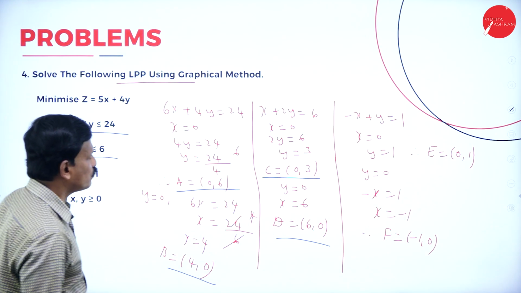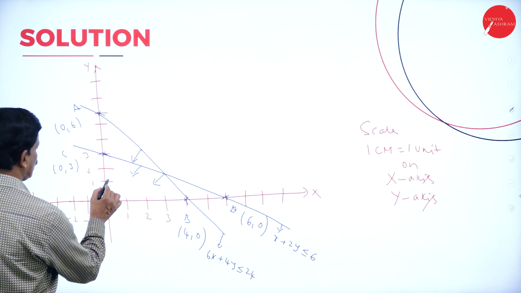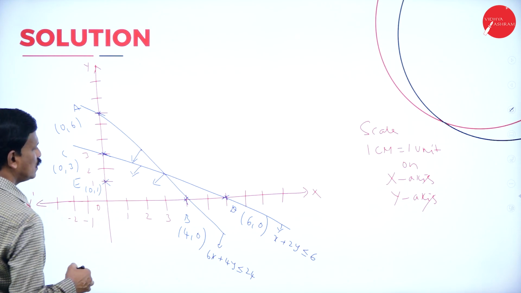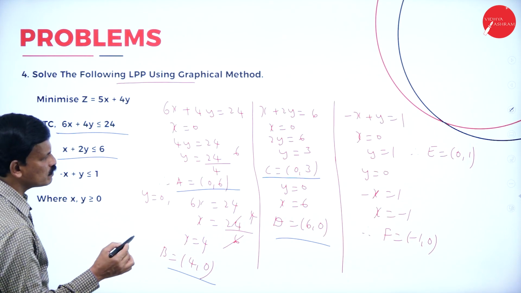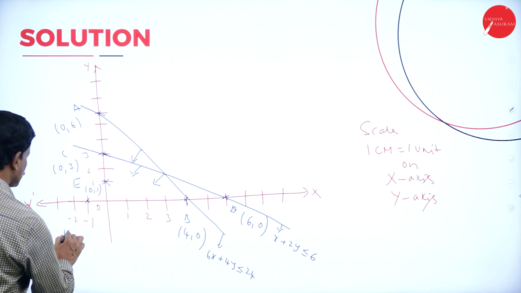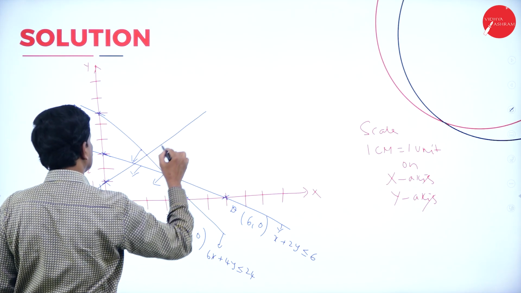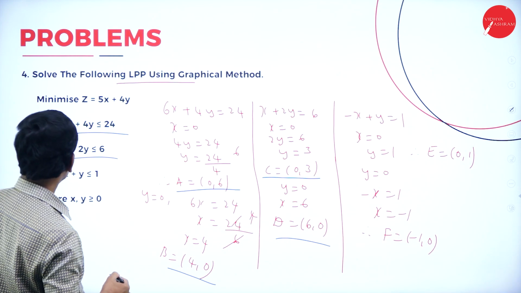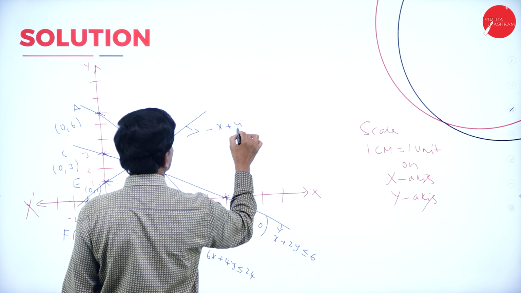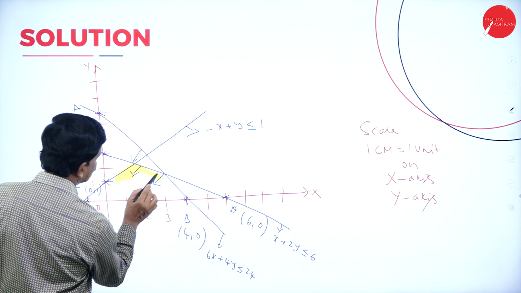Other point is E, 0, 1. X is 0 and y is 1. And F, what is F? F is -1, 0. This is F. Draw this line. This is nothing but the line -x plus y is less than or equal to 1. This is the feasible region.